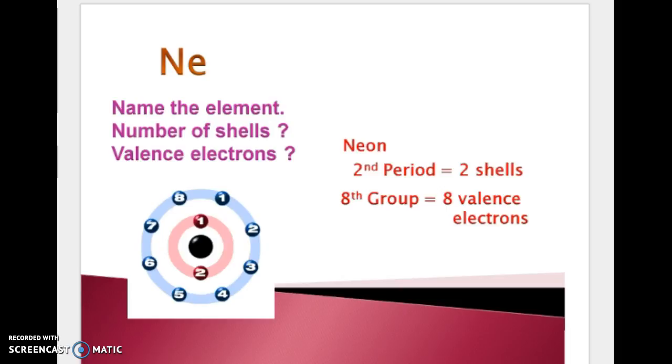So if you're correcting your neon, you should have known the name was neon because I just told you. And you should have gotten that it has 2 periods. Two shells. It's in period 2. And that it has 8 valence electrons. It's in the 8th group. So neon is one of our noble gases, and it is non-reactive. Next example.